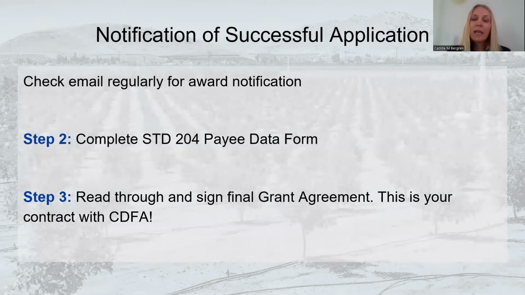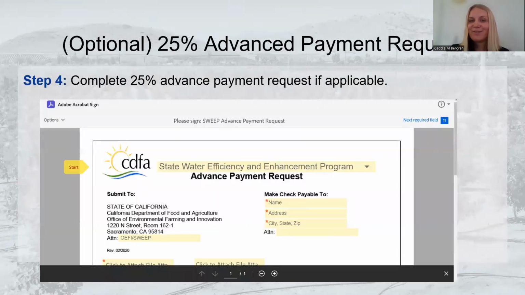Then you're going to be receiving again via email your final grant agreement for you to sign. This grant agreement is your contract with CDFA, so it will have everything that you're agreeing to do in there and everything that they're agreeing to pay for. Please read through this, make sure everything is correct before you sign it. And then once you've done that and it's good to go, then you can start working on your project.